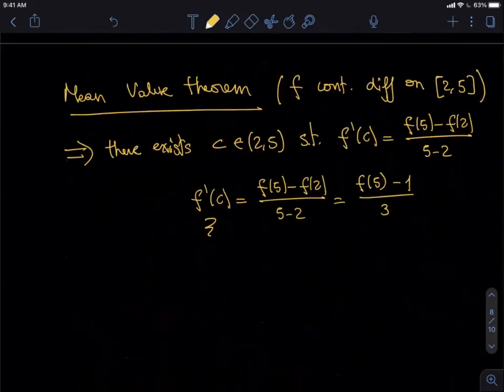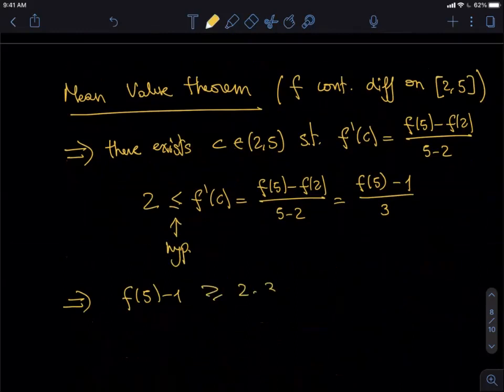All right, so that means that no matter how bad things go, this is at least 2. This is given by the problem. So that's it. We can solve for f of 5. So f of 5 minus 1 is bigger or equal than 2 times 3. That is 6. So f of 5 is bigger or equal than 1 plus 6, that is 7.